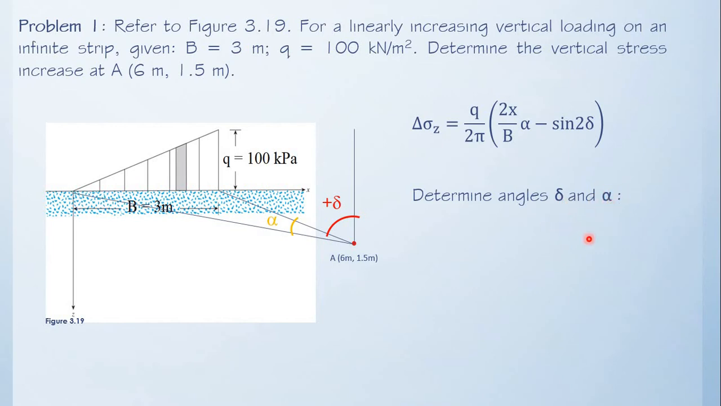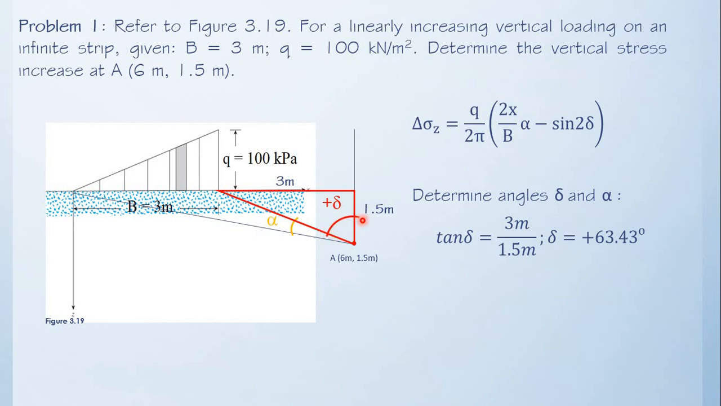So let us determine angles delta and alpha. To determine angle delta, we will be considering this triangle. We can solve it by applying our trigonometric properties. We know that this dimension is 1.5, and we can also solve the value of this dimension since from this point up to this point is 6 meters and the width is 3 meters. Therefore, this is 3 meters. From there, tangent delta is equal to the opposite side over the adjacent side, 3 meters divided by 1.5 meters. Delta is positive 63.43 degrees. It is positive because the direction is counterclockwise.